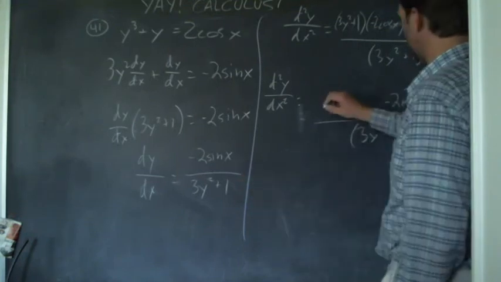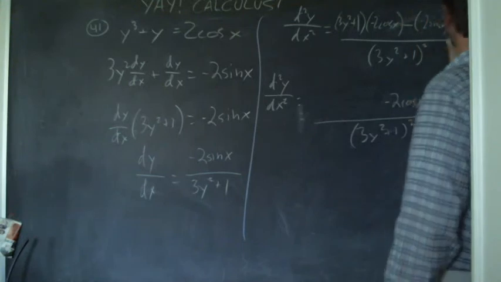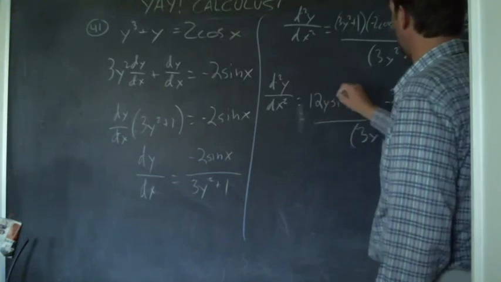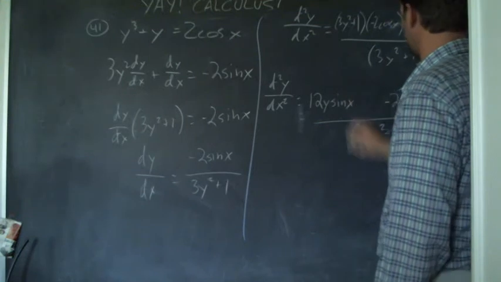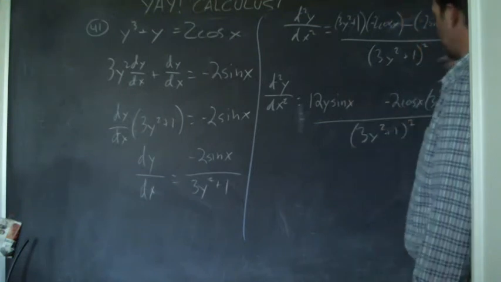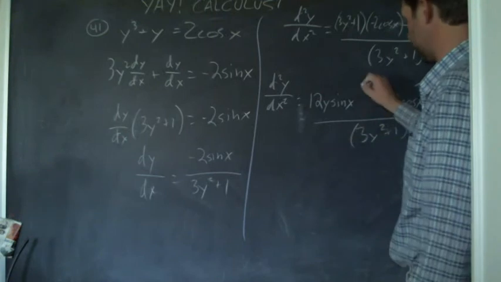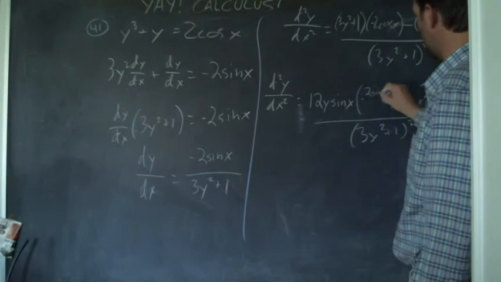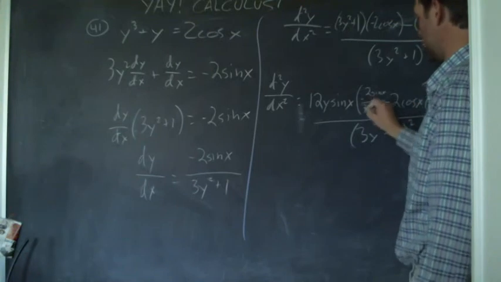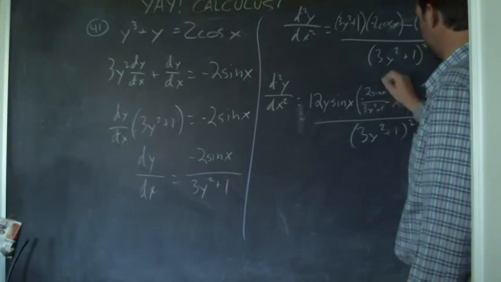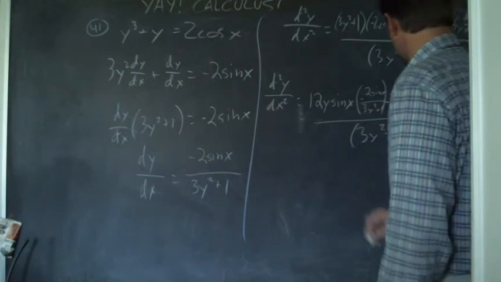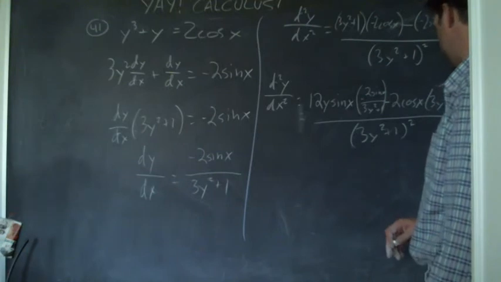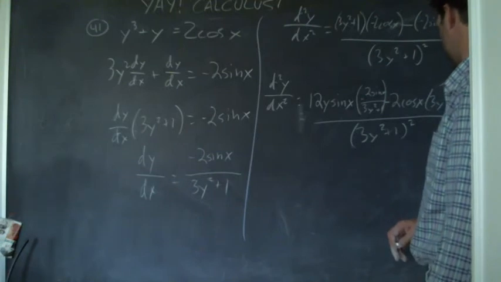The dy/dx is going to be this here. So we'll have 2 times 6 is 12 y sine of x. And then the dy/dx is out there, so this will be times negative 2 sine x all over 3y squared plus 1, all that in parentheses. Maybe we can leave the compound fraction. Well, maybe not. We'll see what we need to do.